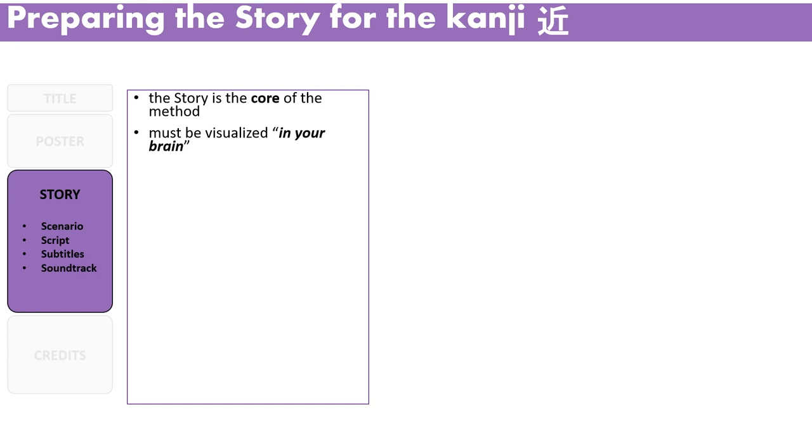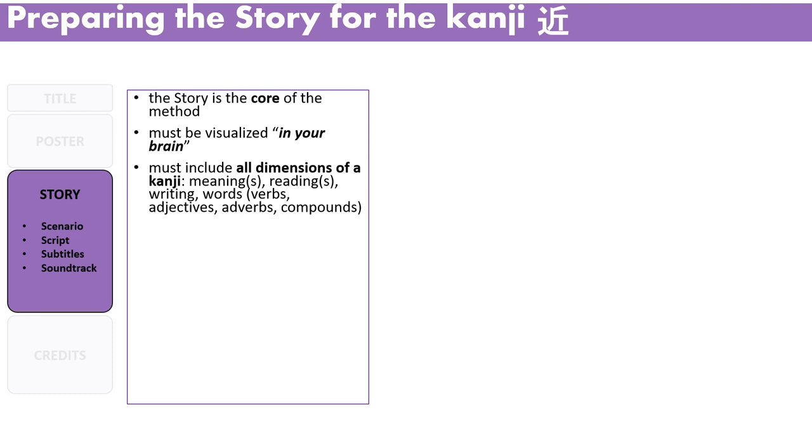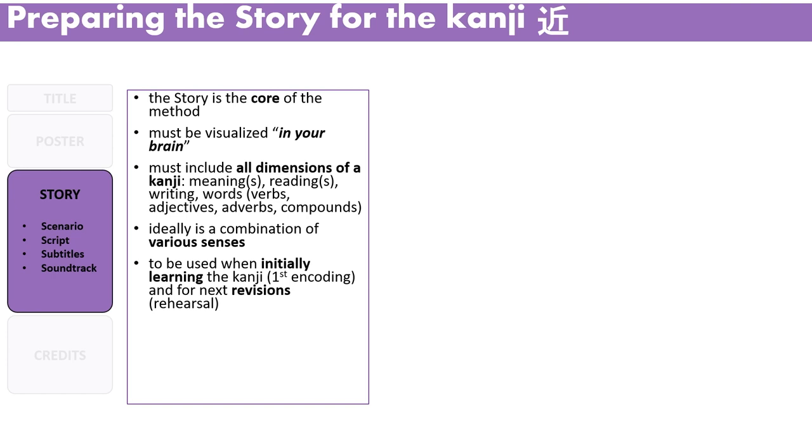The story must include all dimensions of a kanji: meanings, readings, writing, the verbs, adjectives, adverbs, compounds, as many as possible. The story must reuse as many memory principles as possible to improve the encoding and make the future recalls easier. The story is used when initially learning the kanji, that's the first encoding, but is also replayed when doing the revisions. And then something magical happens.